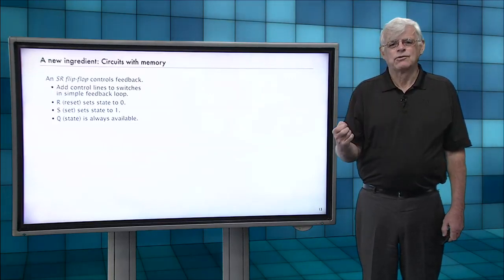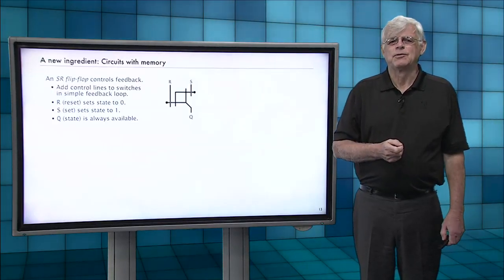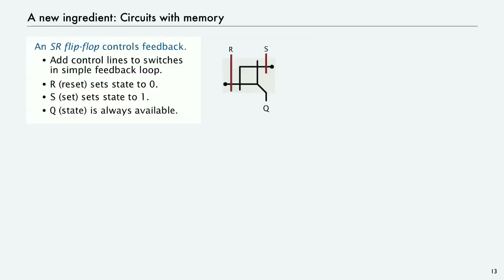And the output is called Q, and that's always available. So this is what it looks like. So you can see if the R line is on, then it's going to block the switch at the bottom from switching. And then the state's going to be 0. That's just as if that switch switched first. And by contrast, the S line, and we'll look in more detail, is going to set it so the other one, as if the other one switched first, and it'll always remember that.